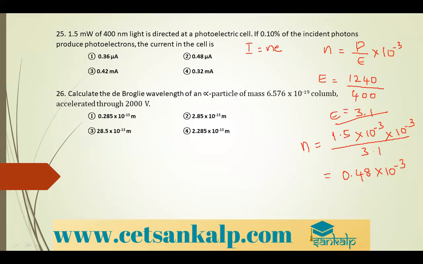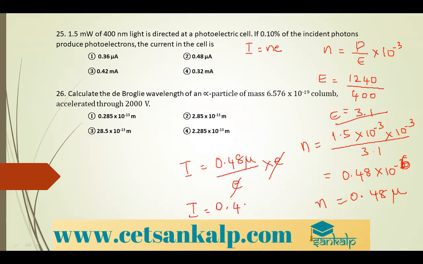Okay, sorry, minus 3 times minus 3 becomes minus 6. So it is 0.48 micro n. Now I is equal to n into e, right? n is 0.48 micro divided by, because it should be in electron volt, e into e. So e gets cancelled. So I is equal to 0.48 micro ampere. So option 2, write it down.